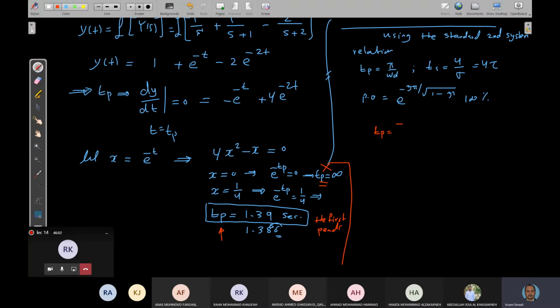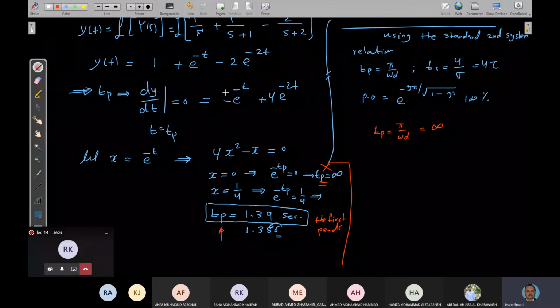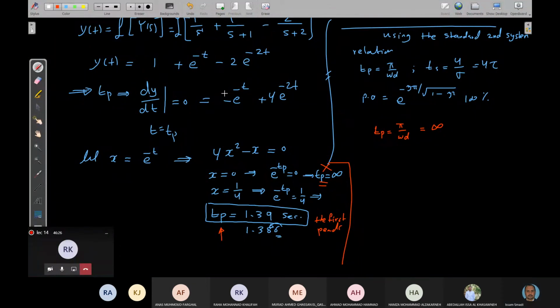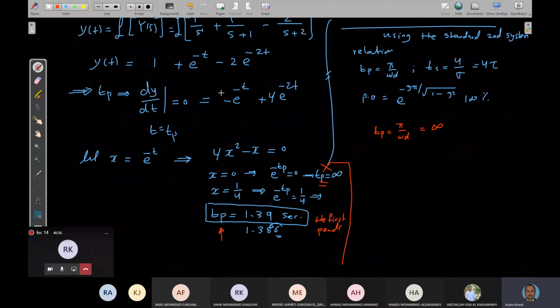is equal to pi over omega d. If I evaluate this one, what will it give me? This will give me infinity, correct? Yes. Why? Because the system is what? Critical, underdamped, or overdamped? Overdamped. Why? Because the roots are negative, real, and equal, correct? Or if I need to calculate zeta, it will be greater than 1 actually.